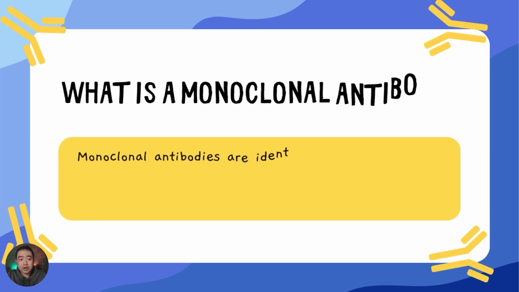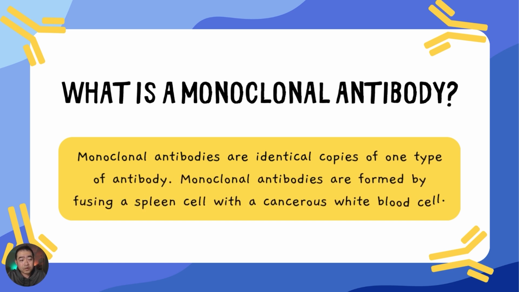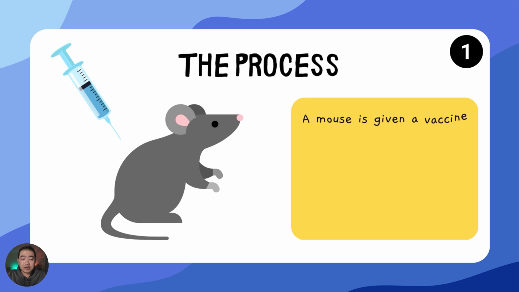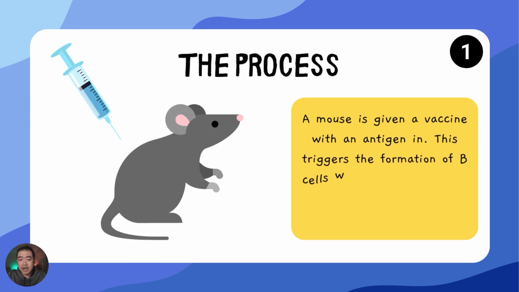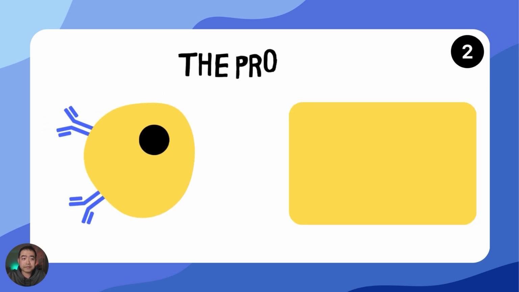So, what are they? Monoclonal antibodies are identical copies of one type of antibody, and they are formed by fusing a spleen cell with a cancerous white blood cell. Now, the process begins with a mouse being given a vaccine with an antigen in it. This triggers the formation of B cells, which make specific antibodies to match the antigen.